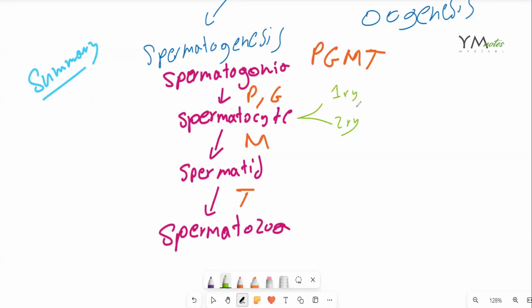Which one? The first one, the primary. The primary is changed into the secondary by meiosis, and then by another meiosis, it is changed into spermatid. And these 2 meiosis cell divisions together are called the maturation stage. The first one is meiosis 1, the second one is meiosis 2.